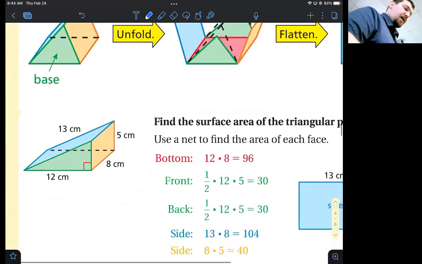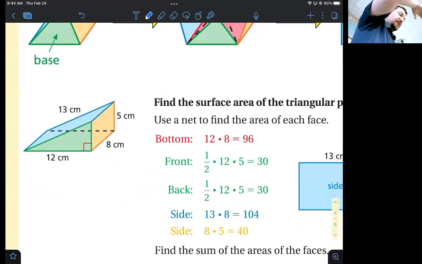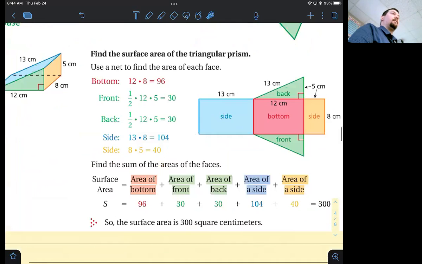Then they did one of the sides, the top rectangle, I suppose you'd say, that's 13 by 8. 13 by 8, right there, you can see it's 8. That's 104. Then they did the right side rectangle, and that's 8 by 5, and that's 40. And then they just added all those together. Same thing you did yesterday when you did composite area. You found the area of each shape, and then you just added them all together. Okay.